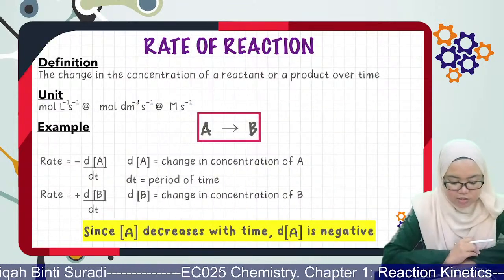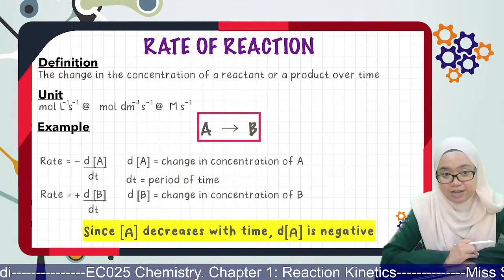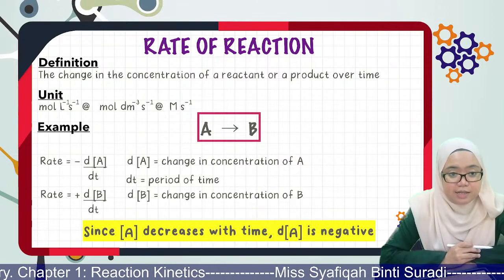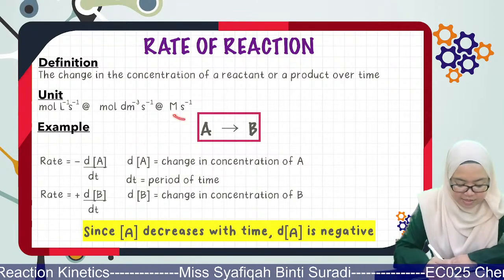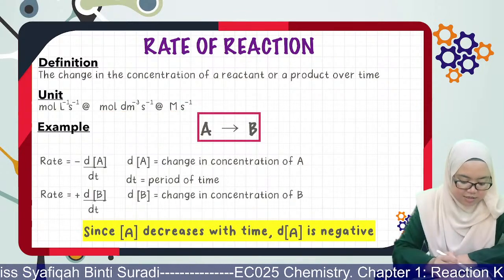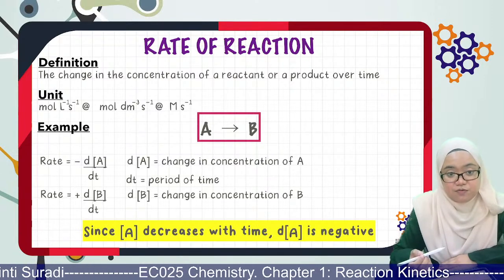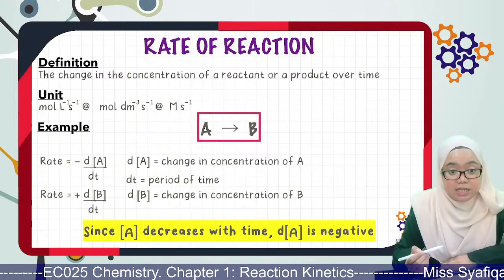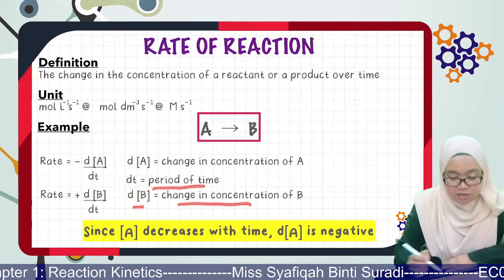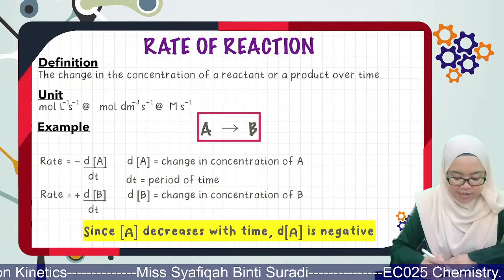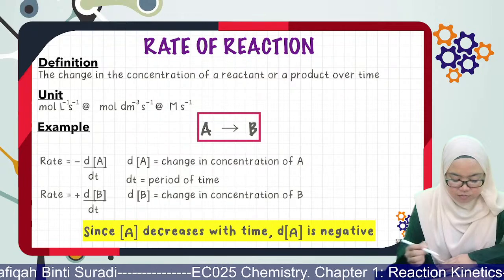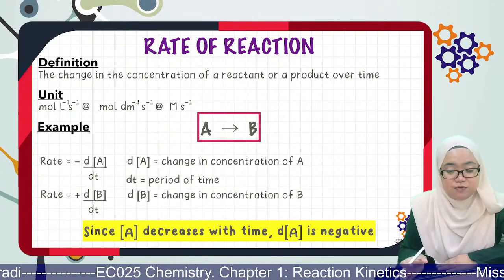Okay, now let's go into the definition for rate of reaction, which is the change in concentration of a reactant or product over time. And the unit for your rate is molar per second, or you can use mole per decimeter cube per second or mole per liter per second. So this is the example to write the rate in terms of differential, which is negative dA over dt, where dA is change in concentration, dt is the period of time, and dP is change in concentration of P. So for the reactant part, you have to remember to put the negative sign here, because it means that the concentration of reactant decreases with time.